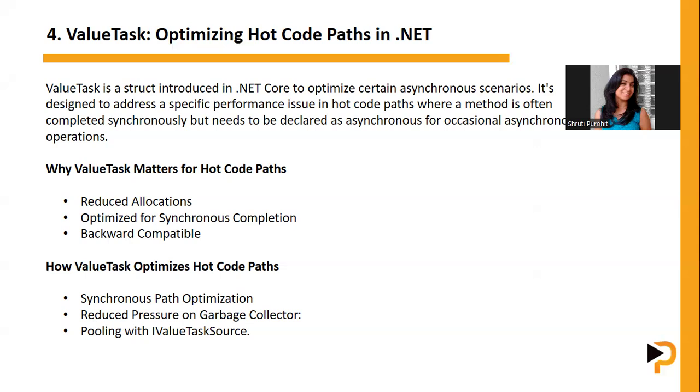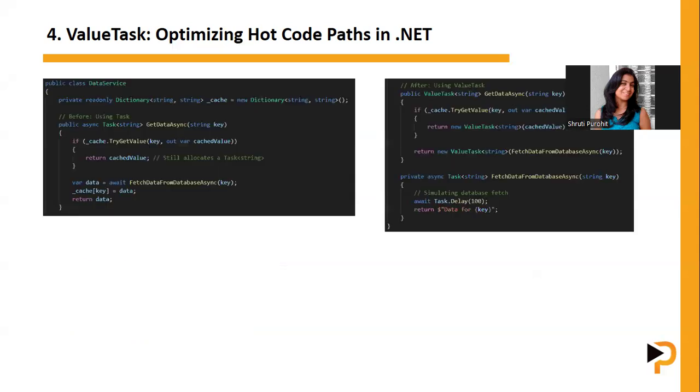So some things are available related to ValueTask. Now, in this example, there is the code before and after. The before version always allocates the task even when returning the cached data. But in the case of the after version, wait a minute, let me show you with the laser pointer. This is the before version and this is the after version.